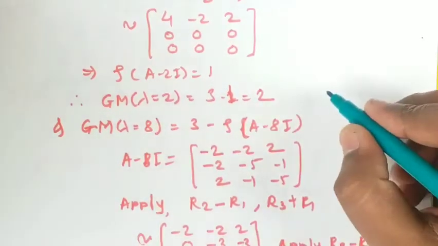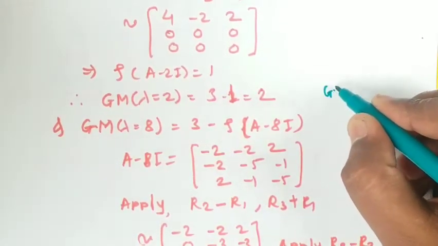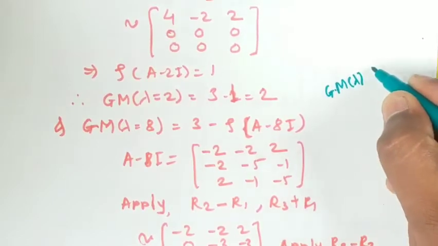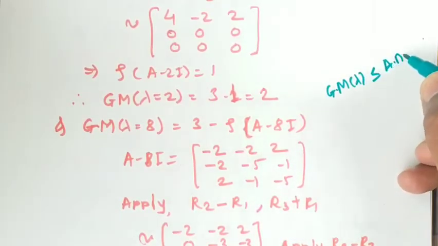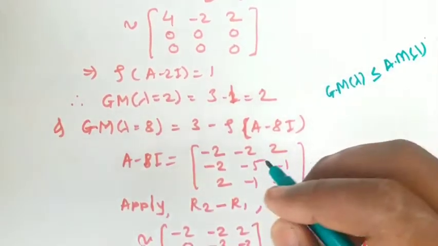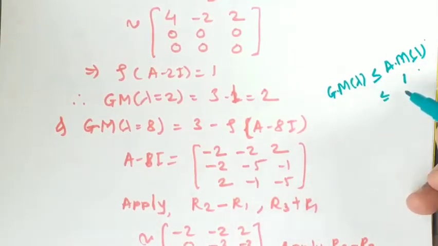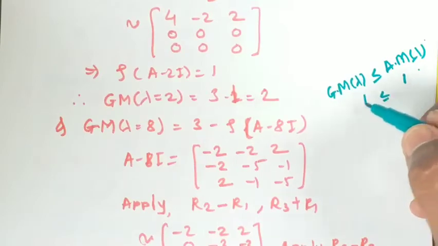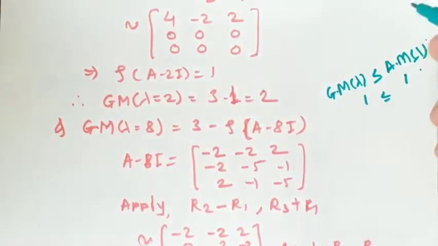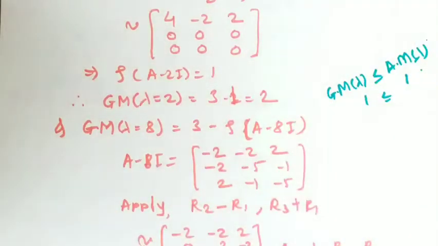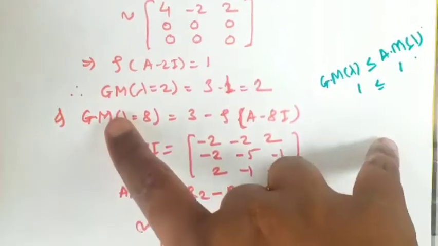Because one relation we have: the geometric multiplicity of lambda is always less than or equal to the algebraic multiplicity of lambda. As the algebraic multiplicity of lambda equal to 8 is 1, the geometric multiplicity will be less than or equal to 1, and hence it is equal to 1. The number of eigenvectors cannot be 0, so it has to be equal to 1 only. So in that case, there is no need of calculating actually, but I have calculated for you.